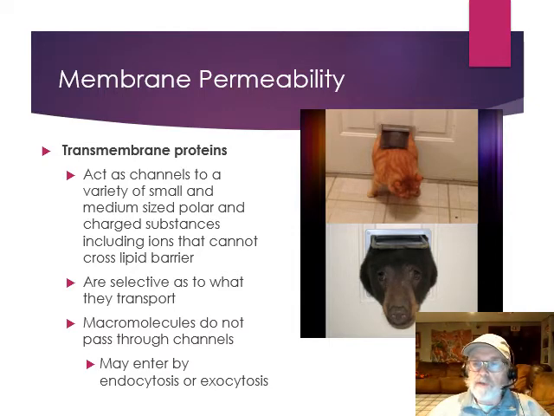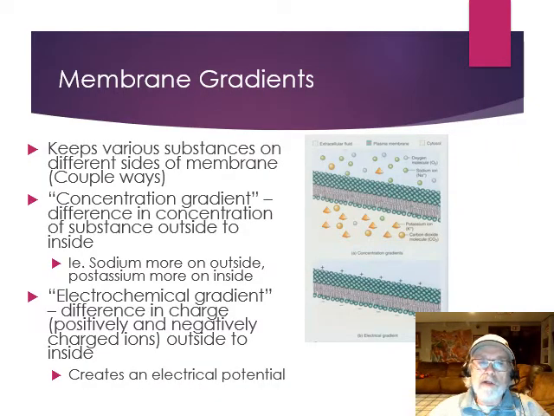So that has something to do with these transmembrane proteins. If the material can't get in through a transmembrane protein, then it's going to go by exocytosis or endocytosis. Now, membranes, I mentioned, also have what are called membrane gradients, which means it keeps various substances on different sides of the membrane, again because of what it's permeable to and what it's not permeable to.